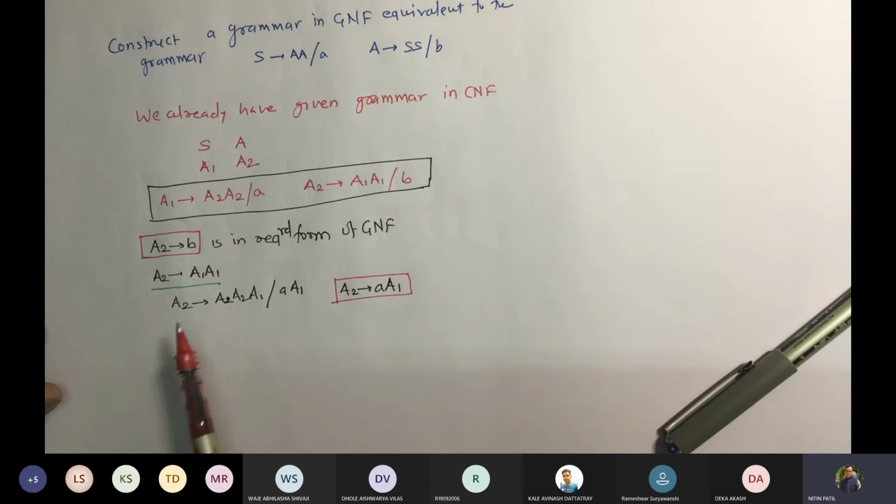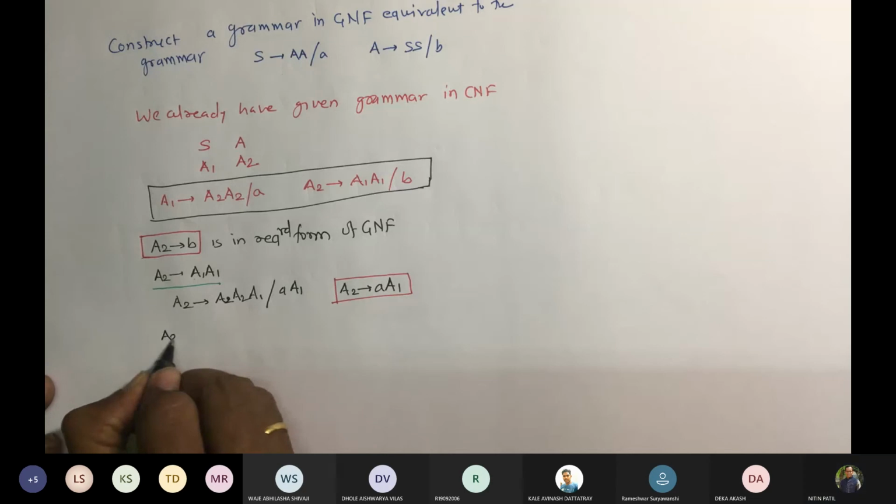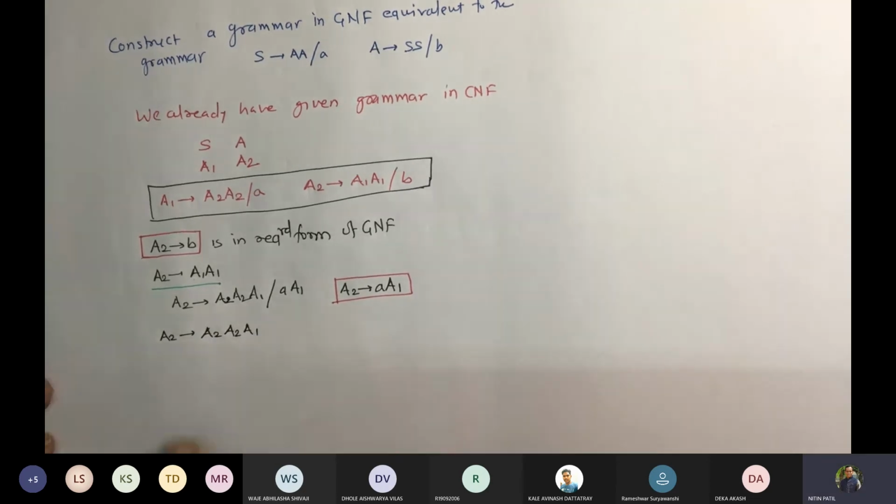Correct. So now we have to concentrate on this A2, A1. So take into consideration this production, A2 gives A2 A1. Now, if you see, when this index and this index match, this is called a left recursion. Fine. Now, to avoid this left recursion, we have to add one thing.